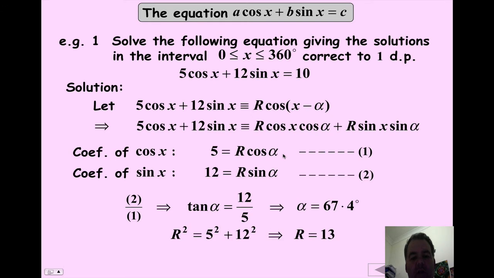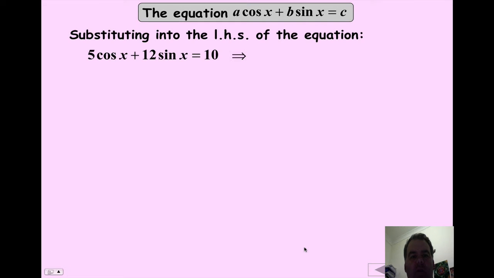And r is going to be the square root of 5 squared plus 12 squared. And that little shortcut always works. If you look at the coefficients of these two terms, square them, add them, take the square root, just kind of like Pythagoras' theorem, and that gives you the value of r. So now, the equation goes from that to that. And here is an equation we can solve. This one here, not so much. This one here we can.